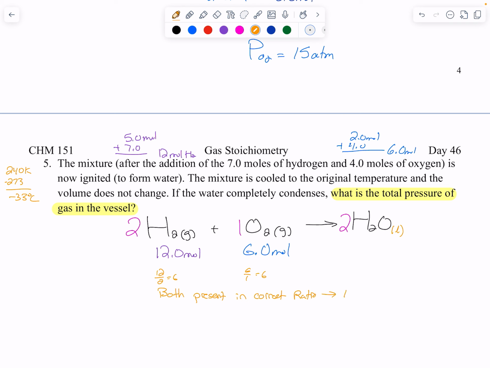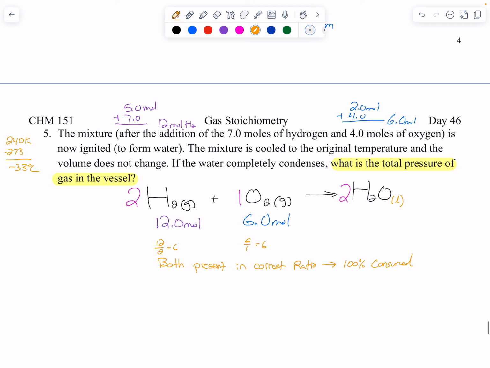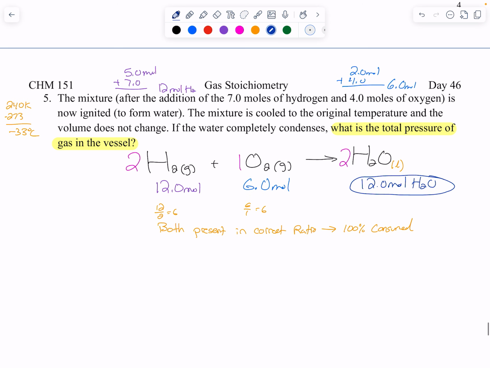It means they are both 100% consumed in chemistry land. So that means there's none left, and we make 12 moles of water. All right, and there are 0 of the reactants. So does that mean everything is gone? No. We still have 3.0 moles of helium.